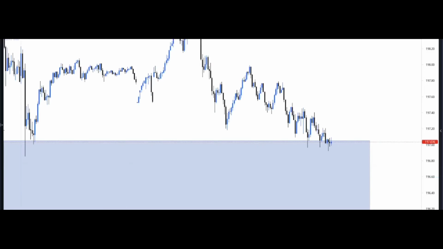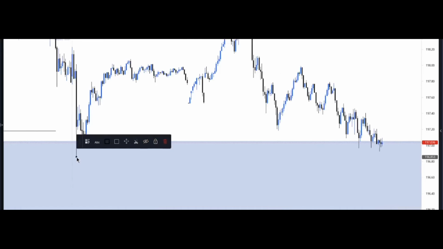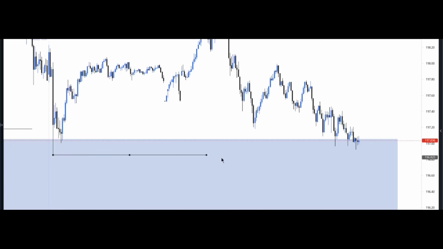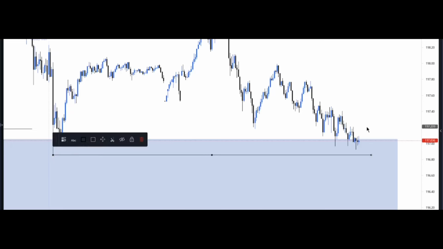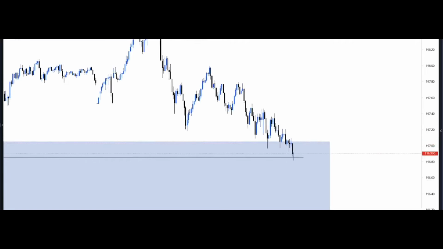Okay, let's see whether price has taken out this low. Until price takes out this low, we cannot do anything on the chart. All right? Either take out this low or take out that as our change of character. Let's mark out this low. Once price takes it out, then we can begin to take action in the market.